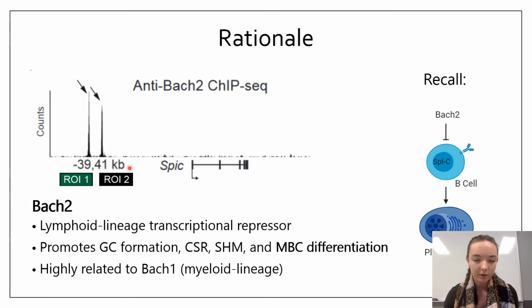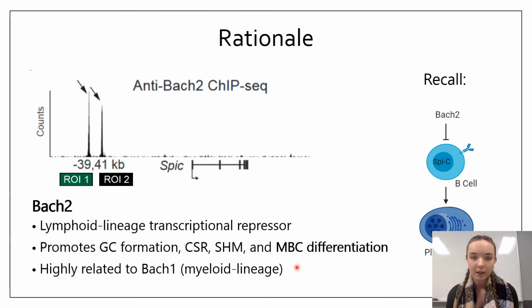So we've deemed these regions of interest 1 and 2, and we'd like to assess whether BOC2 is able to modulate Spi-C transcription through binding to one or both of these sites. Just a little bit of a reminder that BOC2 is a lymphoid lineage transcriptional repressor, and it's known to promote processes including germinal center formation and memory B cell differentiation.